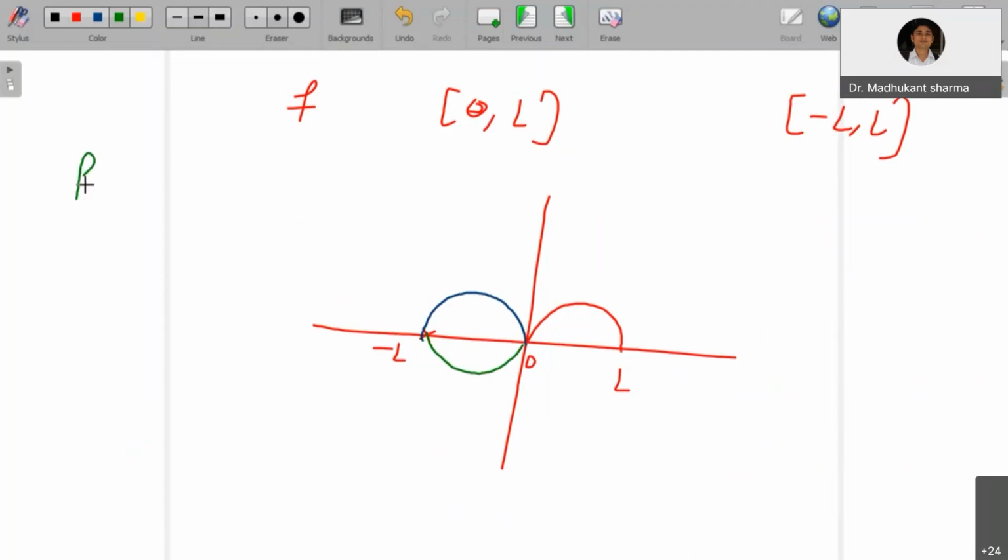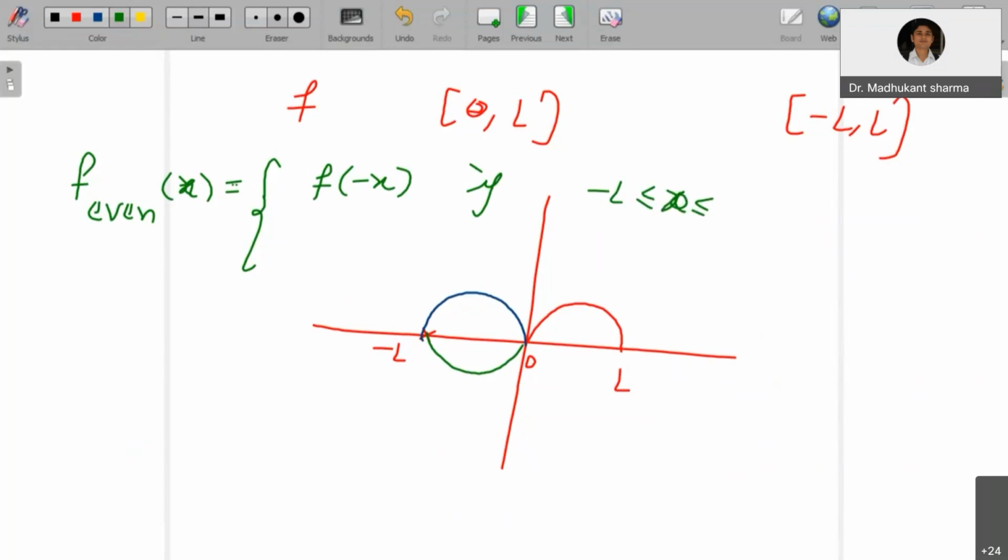So if you recall, the even extension of f of x is equal to f of minus x if x lies between minus L and 0, that is, minus L less than or equal to x less than or equal to 0, and f of x if 0 less than or equal to x less than or equal to L. So this is called the even extension.